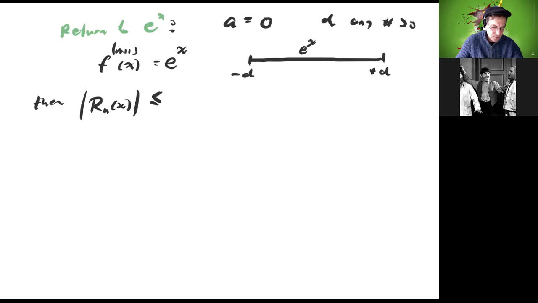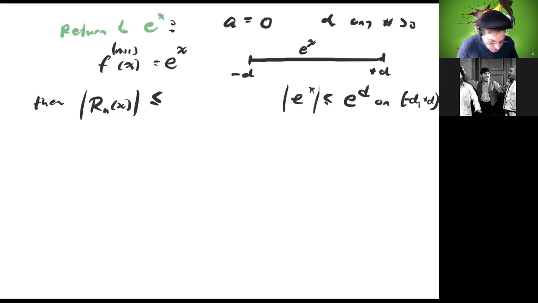That's the n plus first derivative. It's clear that e to the x is an increasing function, so e to the x is going to be less than or equal to e to the d on the interval minus d to d. And that's true in that. By the way, we have to take the absolute value, but e to the x is always non-negative. So in other words, we can take M equal to e to the d.